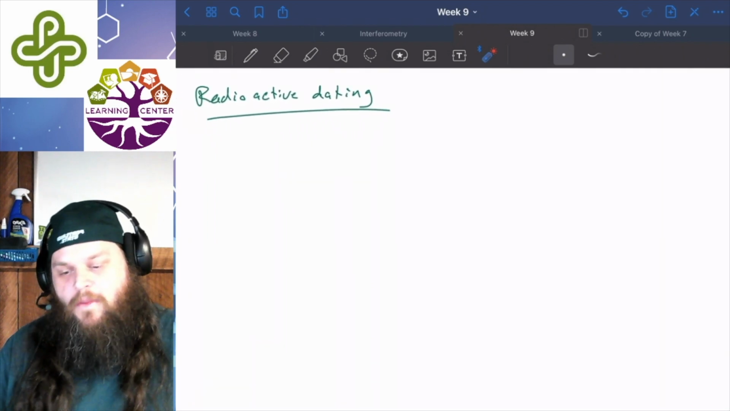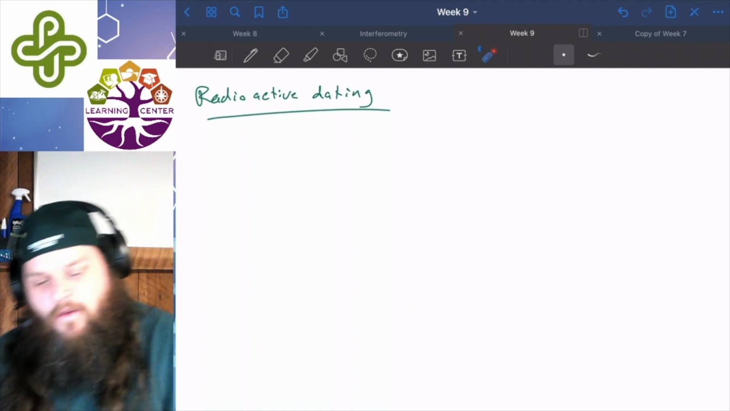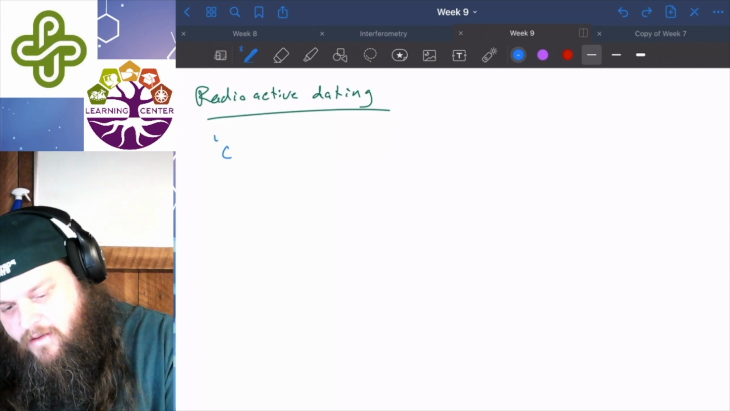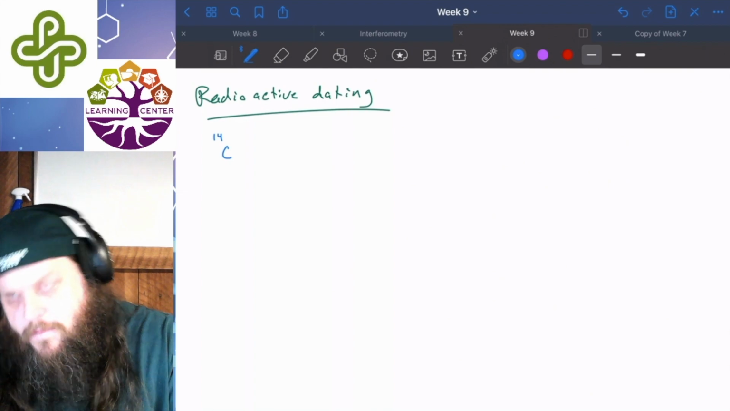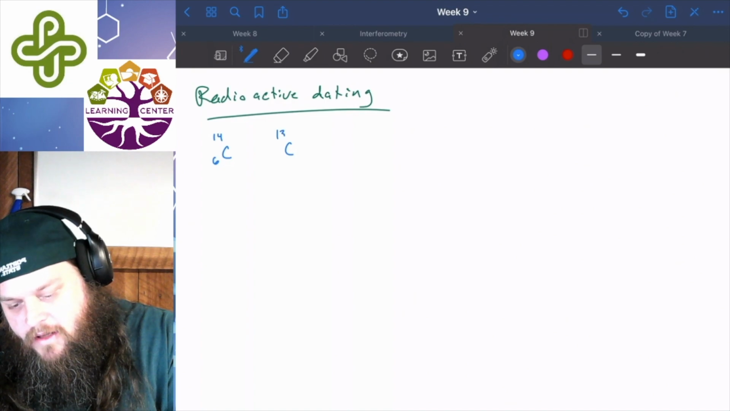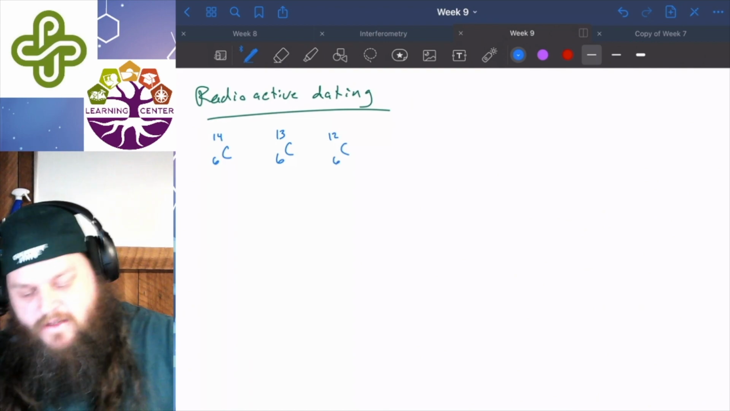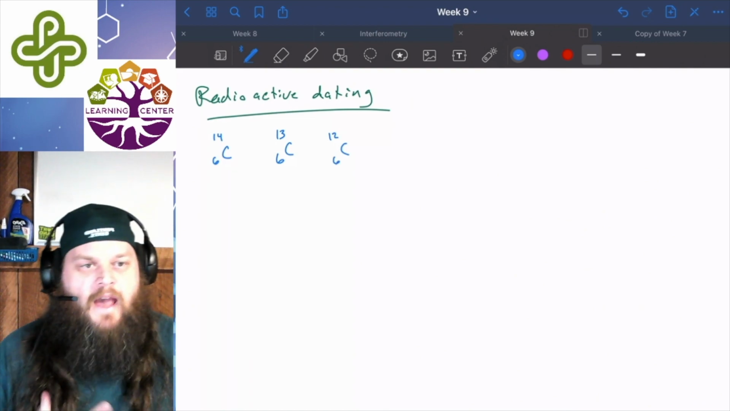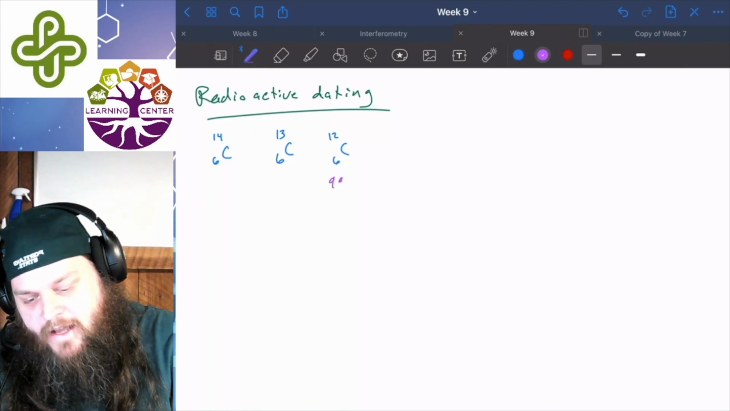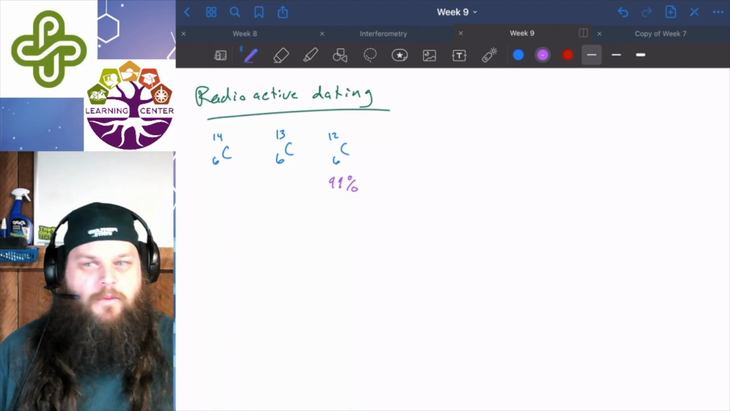Because for carbon, there are different ratios of carbon and different types of carbon. So there is a carbon-14, which has 6 protons in it. There's a carbon-13, which has 6 protons in it, and there's a carbon-12, which has 6 protons in it. And the relative abundance of these in the atmosphere or in our planet in general is about 99% carbon-12. And we can see that related in the atomic weight if you look in your periodic table.